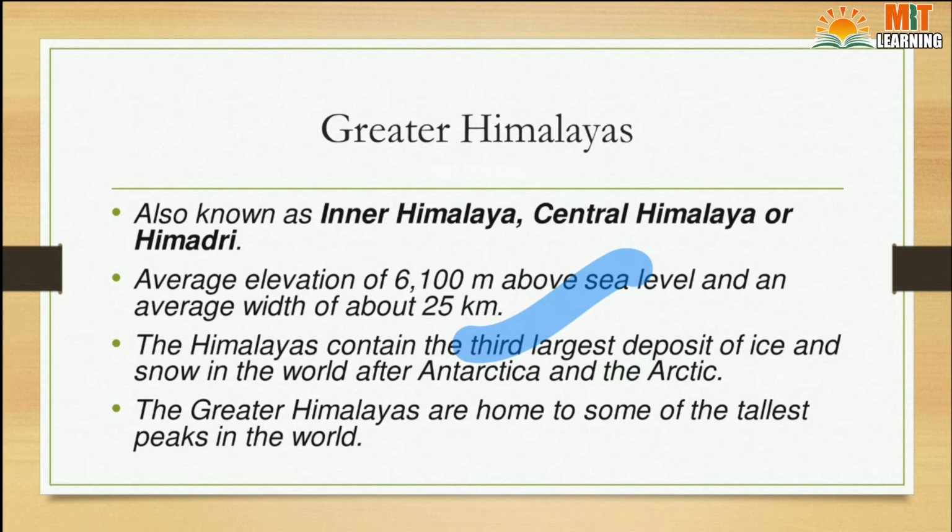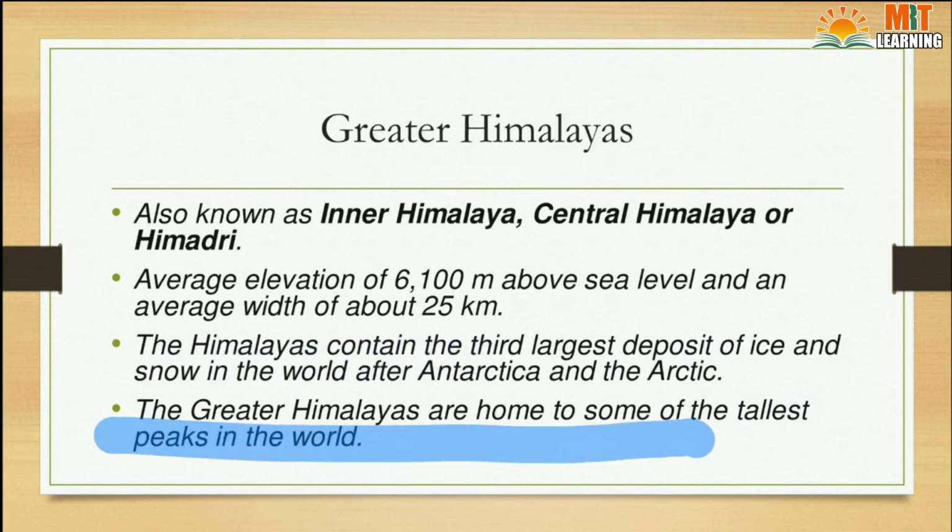Next, the Himalayas contain the third largest deposit of ice and snow in the world after Antarctica and the Arctic. You know that Antarctica is a continent completely filled with snow, and the Arctic in the north is also filled with snow. After these two places, the third largest ice-containing place is the Himalayas. Next, the Greater Himalayas are home to some of the tallest peaks in the world.